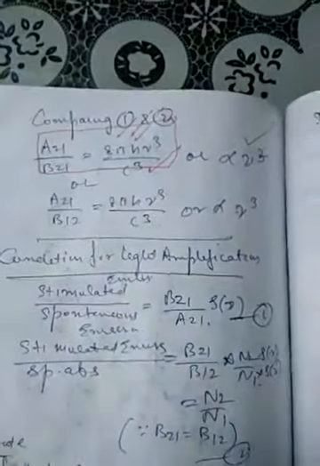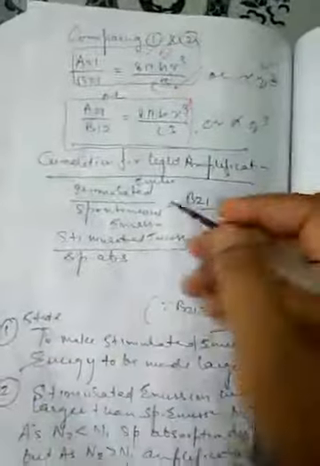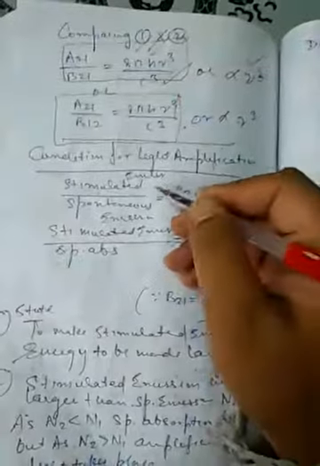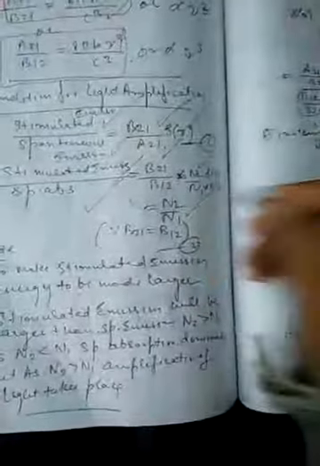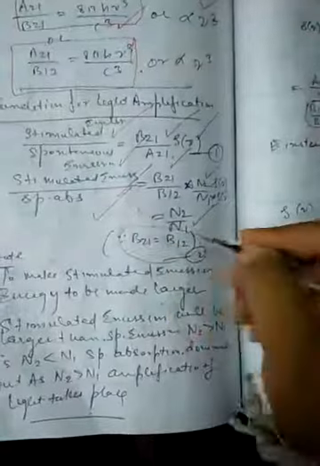Now what are the conditions required for large amplification to take place? This is the final relation between the various Einstein coefficients. Using this relation we can find the condition required for amplification. We find the ratio of stimulated emission upon spontaneous emission as B21 upon A21 into rho mu. Similarly, we can write stimulated emission upon absorption as N2 by N1, because B21 is equal to B12. So these are the two conditions required for amplification.